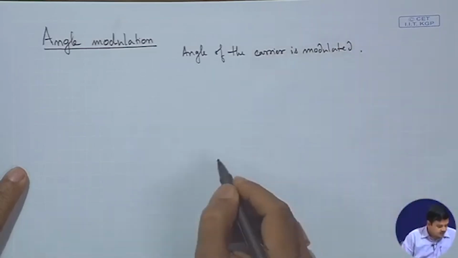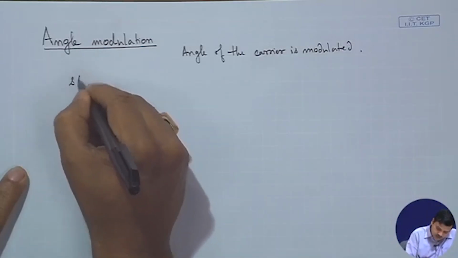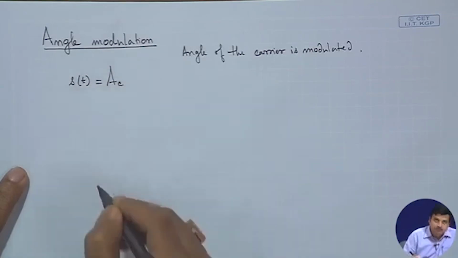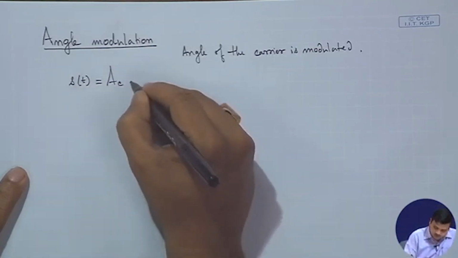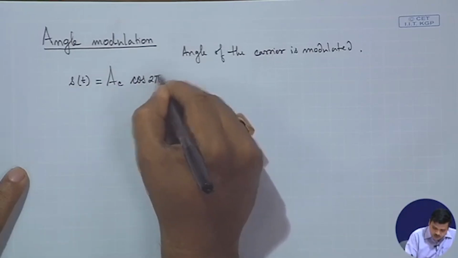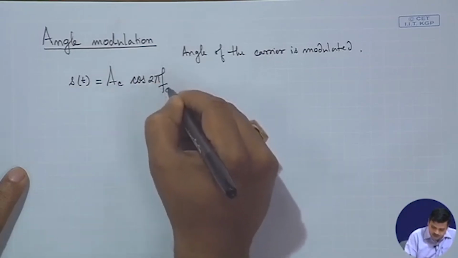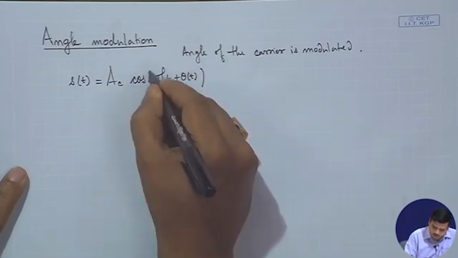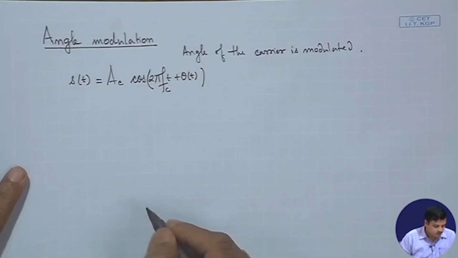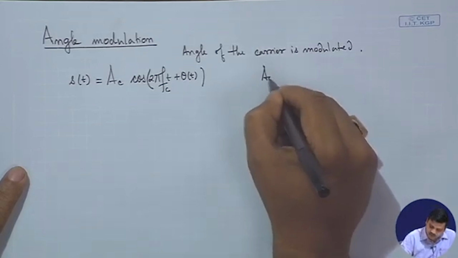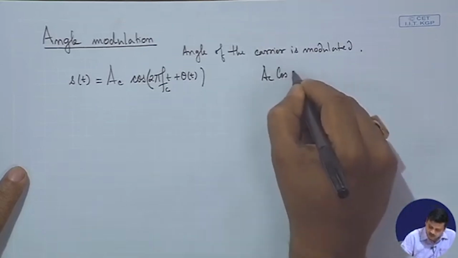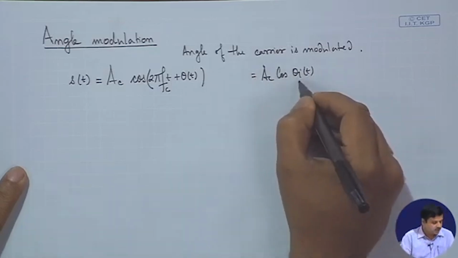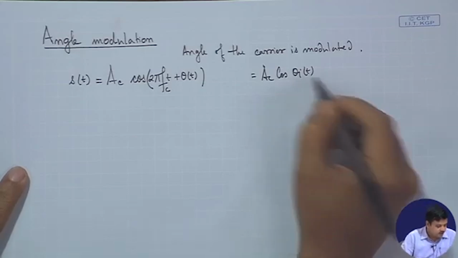So, in this case, what we have is the signal s(t). You could simply write it as some constant amplitude A times cos(2 pi f_c t plus theta(t)). This is the typical way you would write it, or you could also say A_c cos(theta_i(t)), where theta_i(t) is the instantaneous phase of the particular signal.